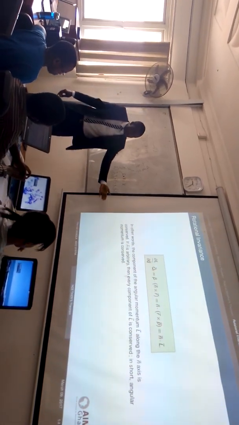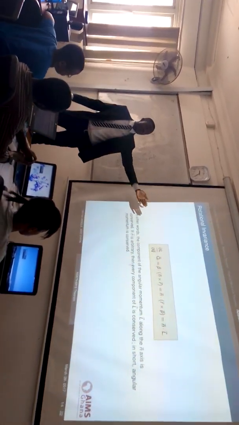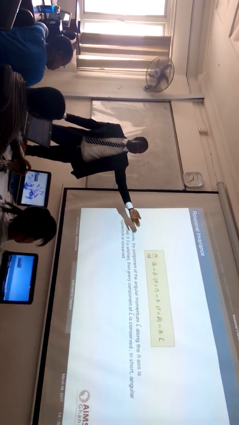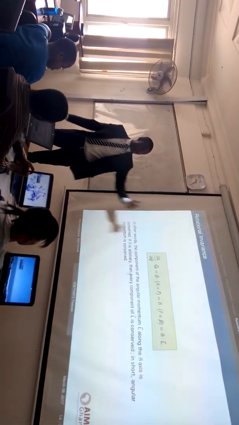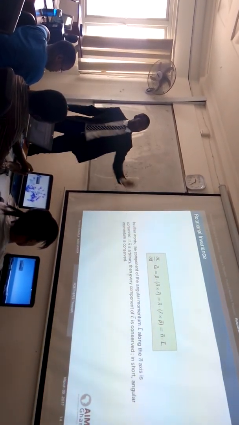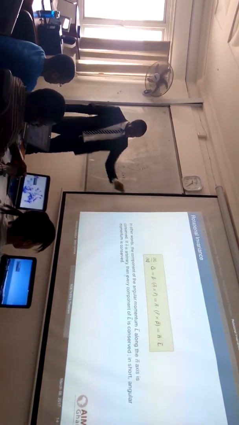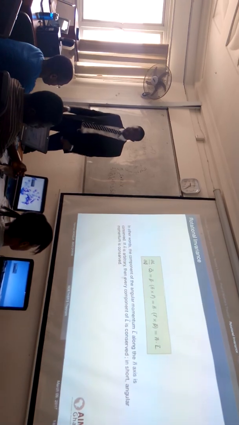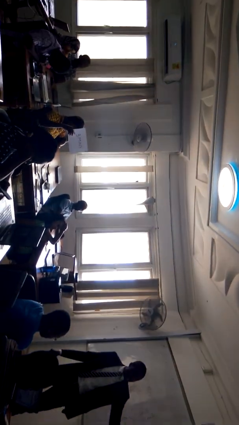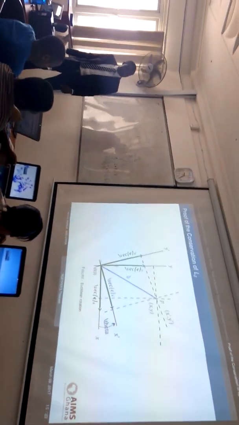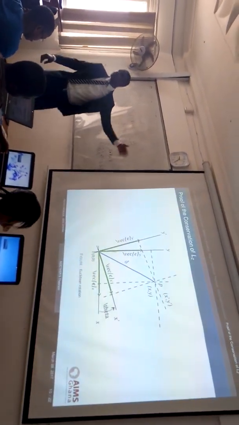So Noether's theorem states that the following quantity is conserved. You have the partial derivative of L over dq dot equal n dot L. In other words, the component of the angular momentum along the n axis is conserved. So if n is arbitrary, then every component of L is conserved. In short, the angular momentum is conserved. So you will use this to write the matrix.